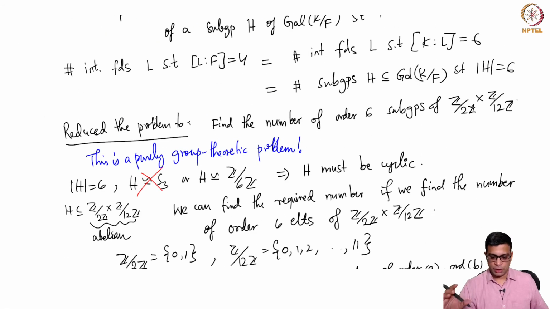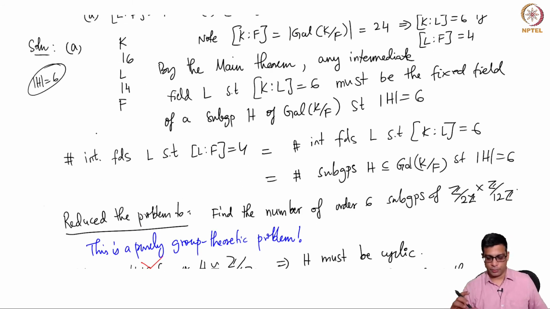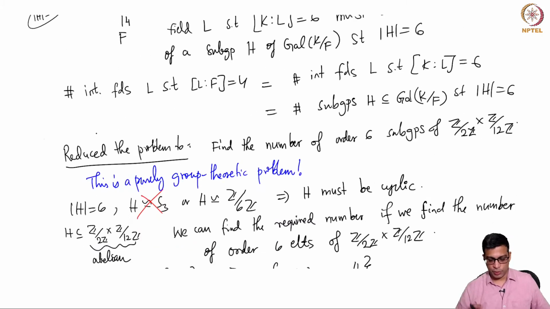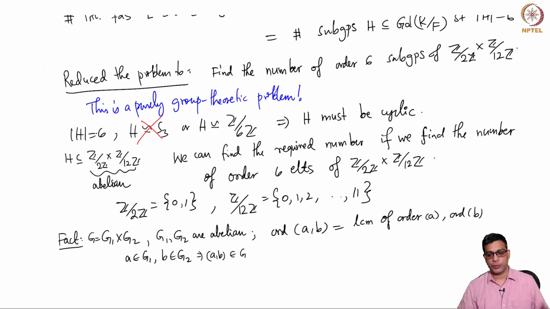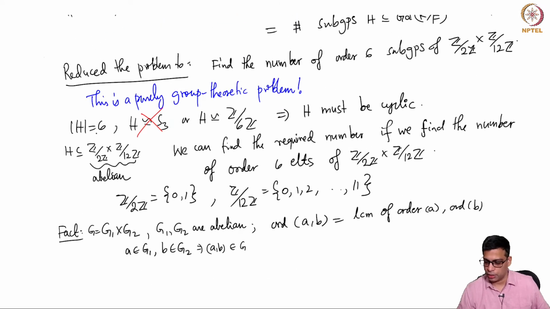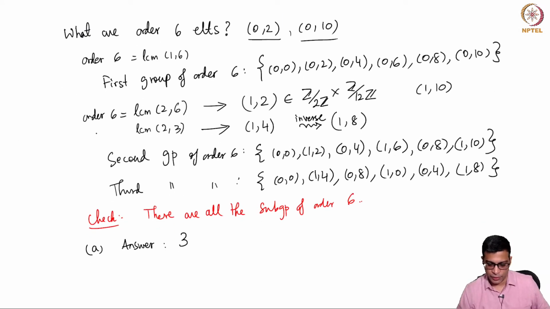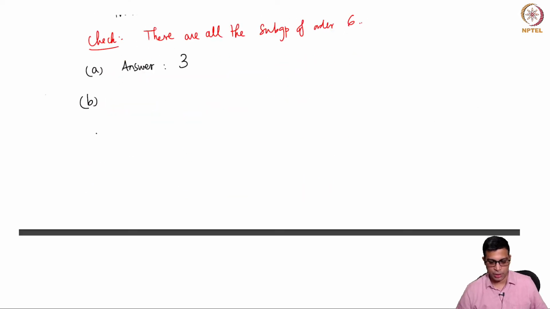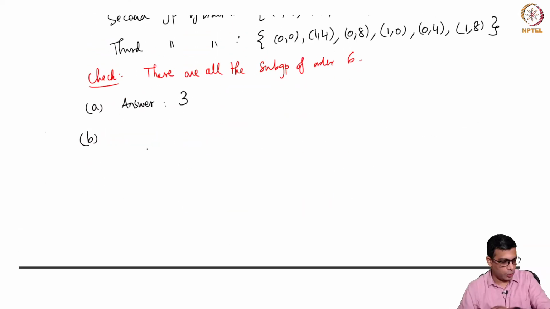this is just the main thing I want you to be comfortable with: the reduction of the problem to group theory, and then treat the group theory problem as a separate isolated problem and just work it out. This is a very concrete group to work with, and it's 24 elements. You can write down and check that these are all the order 6 subgroups. Now let's go to B.